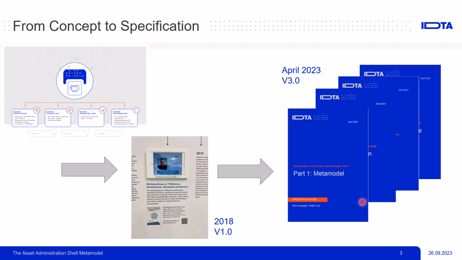So, first a little bit of history. We are talking now about version 3.0 that was released in April 2023. The first version was published in 2018 in the context of the Platform Industry 4.0. And now the association, the Industrial Digital Twin Association, is maintaining all of these specifications. And today we are talking about specification 3A.